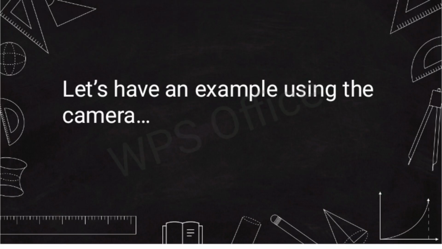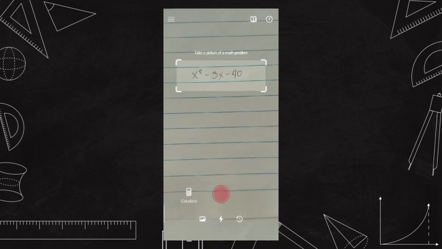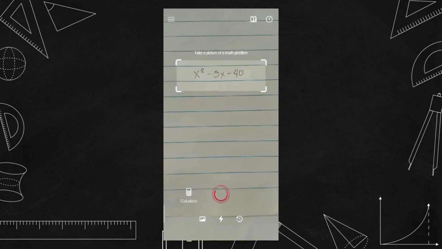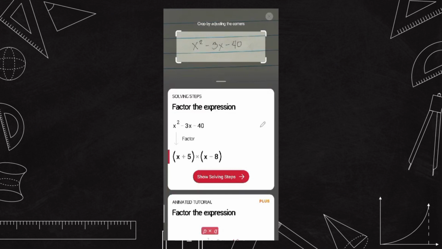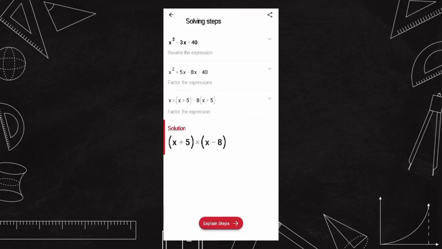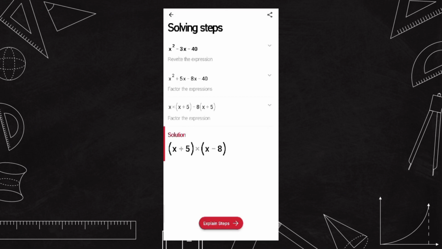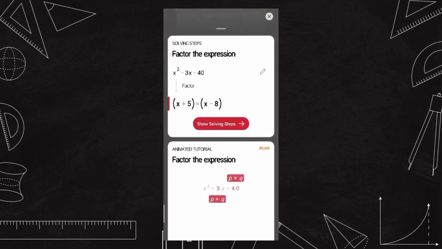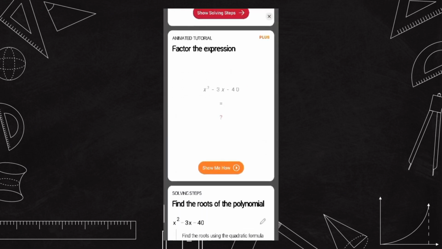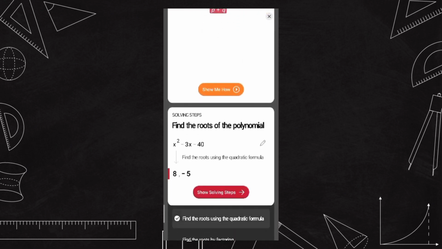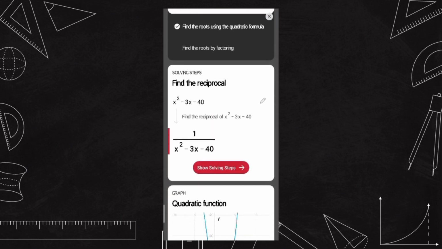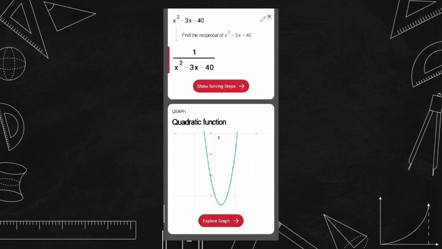So let's have an example using the camera. Let's have x squared minus 3x minus 40. After capturing the equation, we can see here the factored expression, and we tap the solving steps. We can see here the step-by-step solution, and also how to factor the expression, find the roots of the polynomial, find the reciprocal, and the quadratic function.